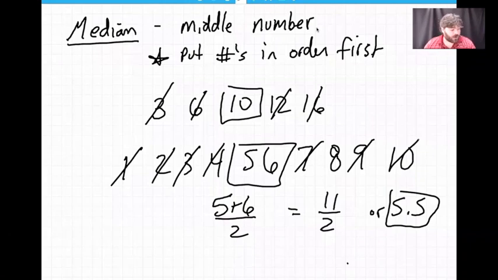It's pretty straightforward. Just remember to put them in order first. That's the only thing that people get tripped up on, is put the numbers in order before you find the median. All right, so the next thing we're going to talk about is the mode. Okay, so the mode is the number that appears the most.